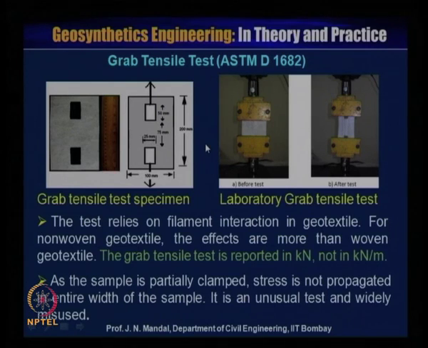So this test relies on the filament interaction in the geotextile material. For non-woven geotextile material, these effects are greater than for woven geotextile material, and the grab tensile test is reported in kilonewton, not in kilonewton per meter. As the sample is partially clamped, you can see that here the sample is partially clamped, only this portion is clamped.